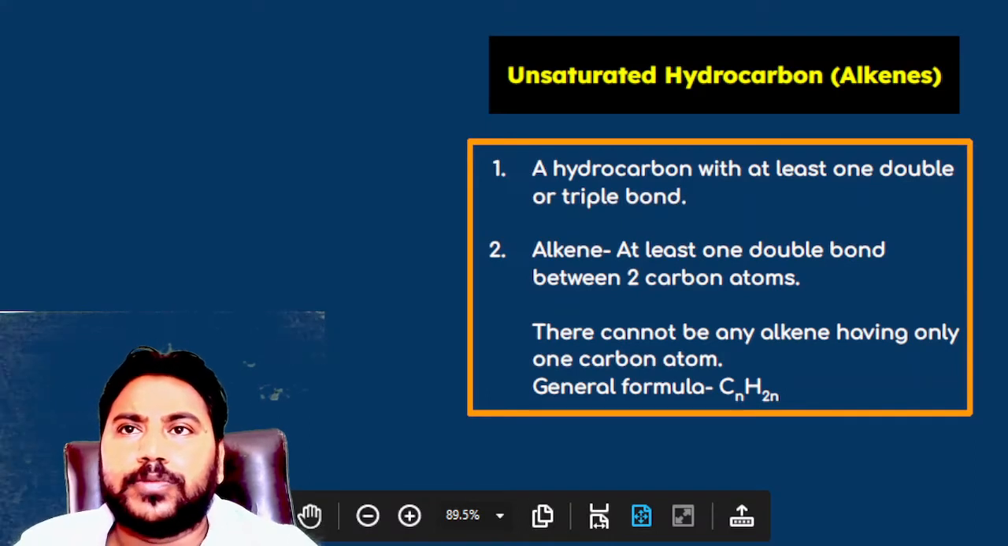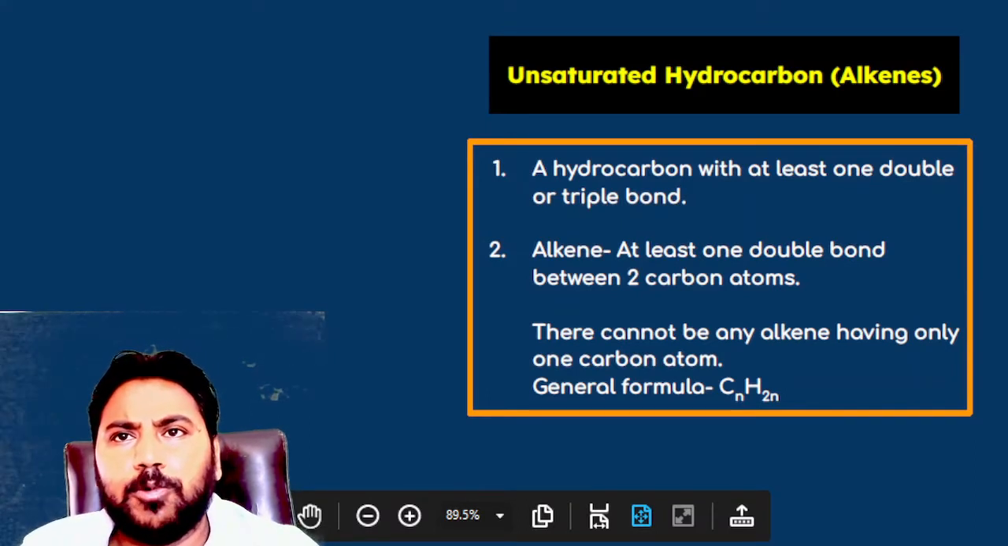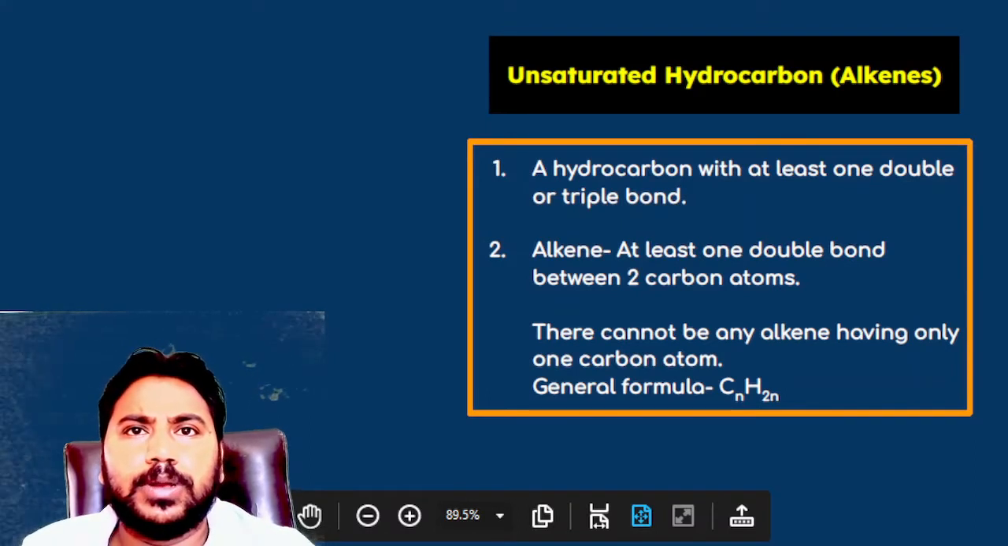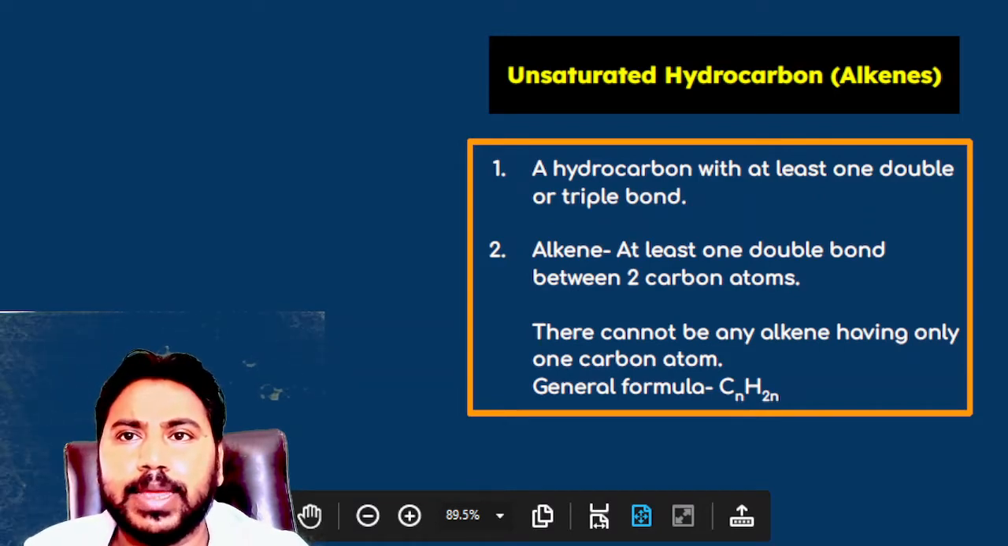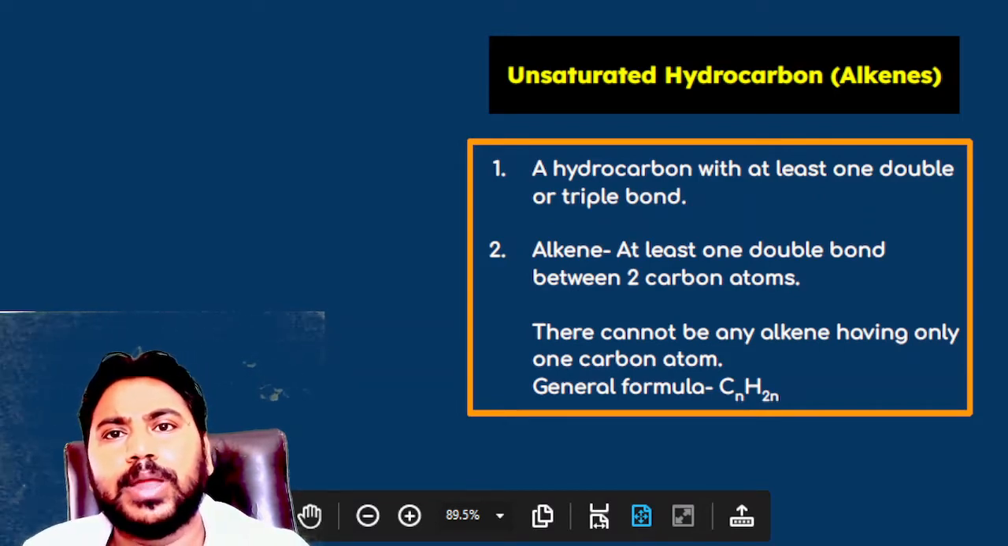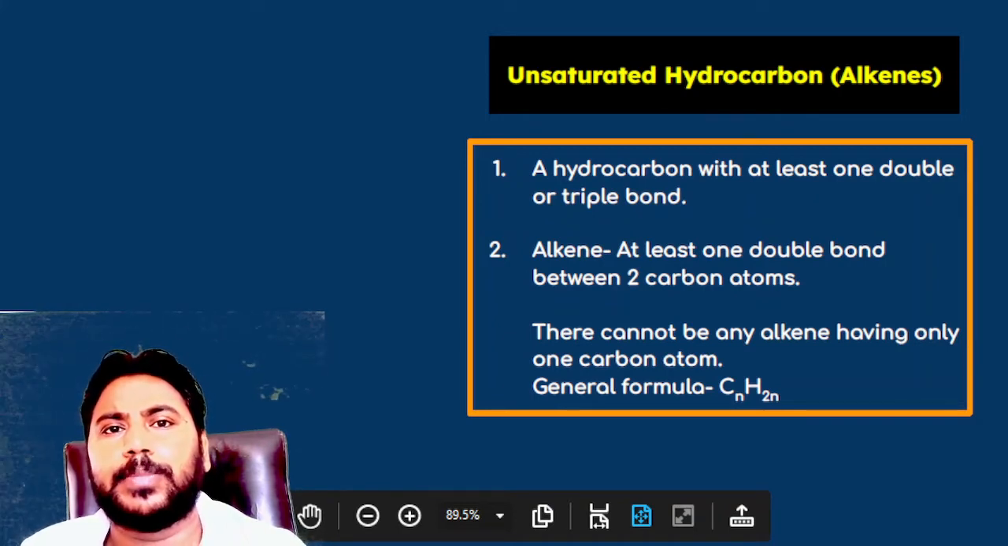Let's talk about unsaturated hydrocarbon. We have two types of unsaturated hydrocarbon. First one is alkene, a hydrocarbon with at least one double bond is considered as alkene. And secondly, a hydrocarbon with at least one triple bond is considered as alkyne. Let's talk about alkene. The general formula of alkene is CnH2n. Let's look at some examples.